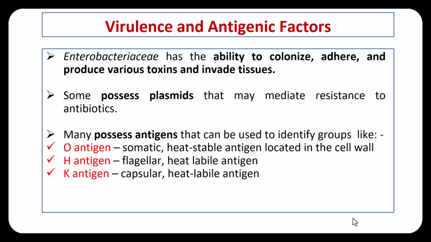It means the non-motile bacteria like Shigella and Klebsiella don't have the H antigen because they don't have flagella. As I mentioned, the H antigen is located in the flagella. The K antigen is located in the capsule surrounding the bacterial cell, and it is also heat labile. And this antigen is important for serological identification of the Enterobacteriaceae.